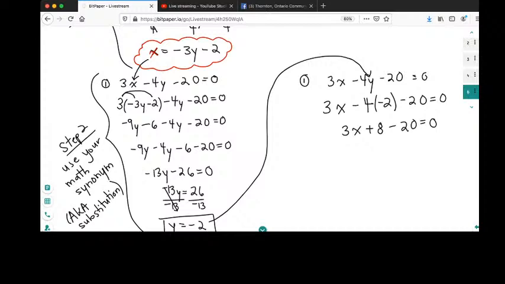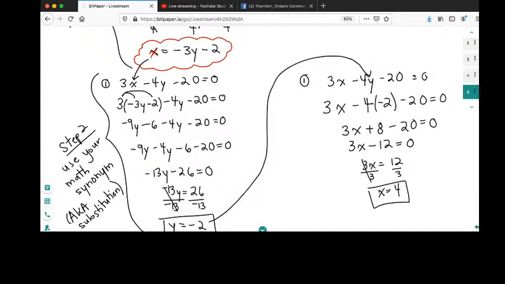So now we need to isolate for x. So first thing I want to do is simplify this. So 8 minus 20 is going to be negative 12. So my next step is going to look like this. And then I just want to get everything away from x. So it's going to be 3x equals 12. Divide by 3 on both sides. And then x equals 4. So my final answer, because remember, this time we solved for y first, so it's important to remember that.